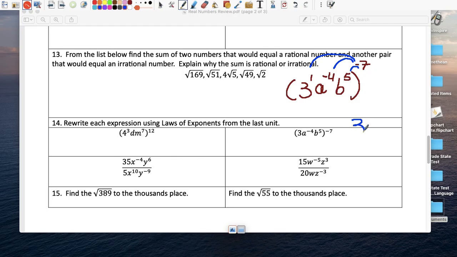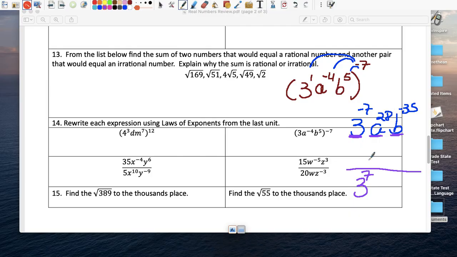So the 3 is going to be 1 times negative 7, so 3 to the negative 7th power. For a, it's negative 4 times negative 7, so that's positive 28. The b is going to be to the negative 35th power. That is not your final answer because you have negative exponents. Remember, we never leave anything with negative exponents, so let's make some changes here. Well, we know it's going to be a fraction, because there are 3 factors here. Work on them separately. 3 to the negative 7 is going to go to the denominator and become positive. Done.